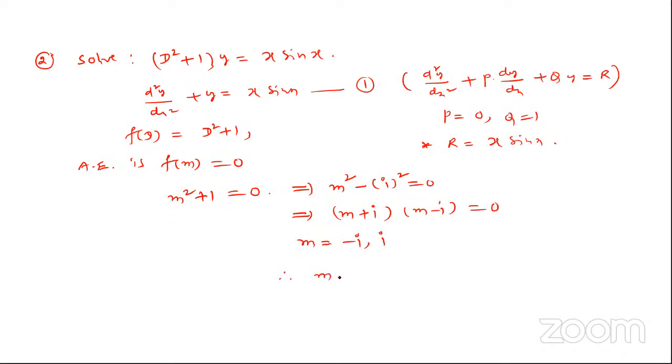This is the same as m equal to 0 plus or minus 1 into i form. So what is 0 here? 0 is the real part and 1 is the imaginary part. By keeping these two parts, 0 as the real part and 1 as the imaginary part, let us try to write its complementary function like this.